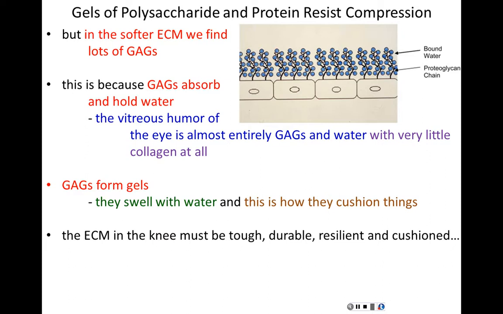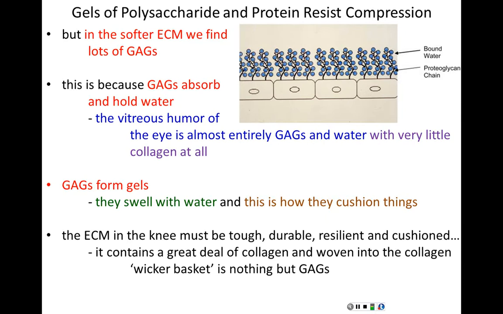Now let's bring it both together. We've got a particular and unique situation in certain places of the body. The knee is a perfect example. The ECM in the knee, the cartilage of the knee, the connective tissues of the knee, they have to be tough, durable, and resilient. Because the knee can be stretched quite a bit, and it needs to be very resistant to this stretching force. But the knee also needs to be cushioned and compression resistant, because as you jump and land, as you kick, even as you walk or run, there are horrible, horrible compression forces being put on your knee. So what is the knee to do?